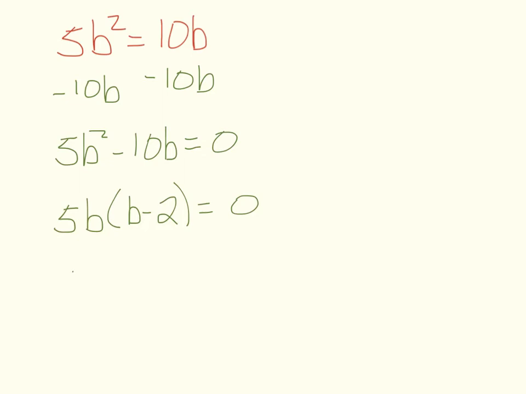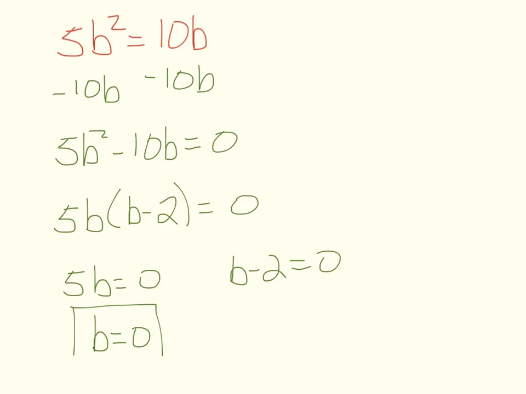So we're going to set both of our factors equal to 0, and we're going to solve these. You would start off by dividing by 5. 0 divided by 5 is just 0. So one of our answers is b equals 0. And then in the second equation, we're going to add 2 to both sides, and b equals 2. Again, if you want to plug these back into the original, it should work out just fine.